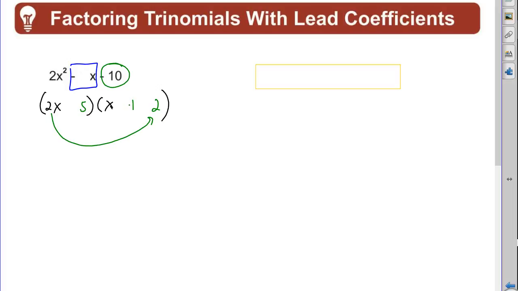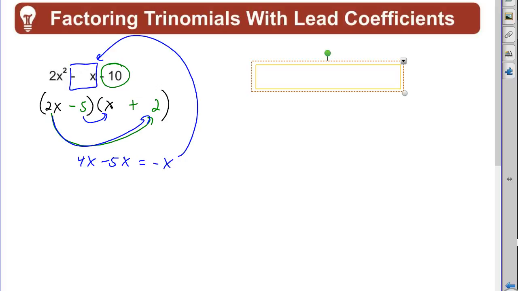So how about a positive 2 and a negative 5? Again, notice the negative 5 times a positive 2 is a negative 10. That's good. And here's my check. The outers is a positive 4x, and the inners is a negative 5x for a grand total of negative x. There's the proper middle. There's the proper factoring. Quantity 2x minus 5 times the quantity x plus 2.